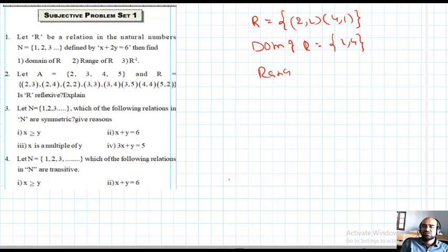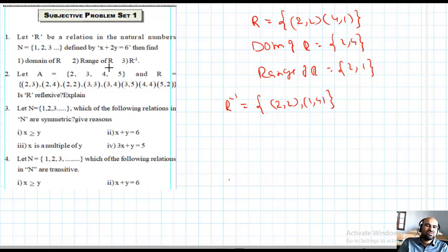Range of R equal to the set of second components. And R inverse, I already explained how to find R inverse. You just need to interchange x coordinates and y coordinates. 2 comma 2 interchanged is 2 comma 2 only. This is 1 comma 4. This is the R inverse. So, first problem completed.